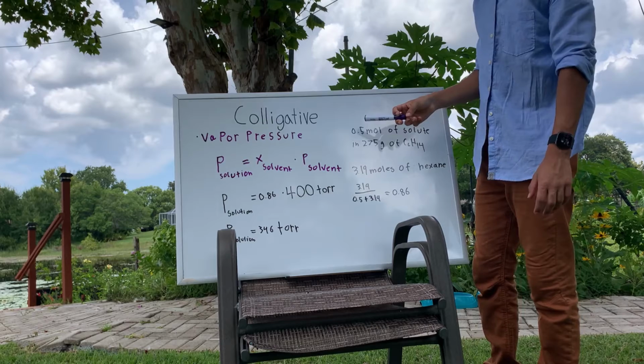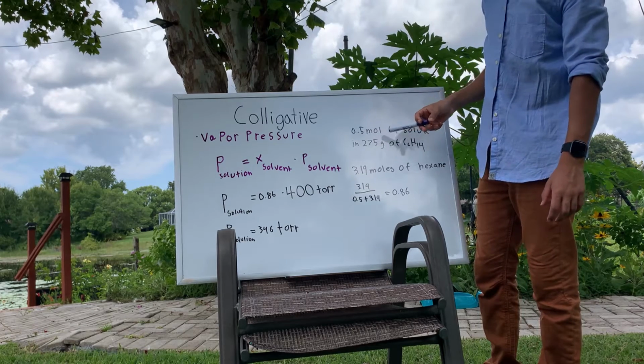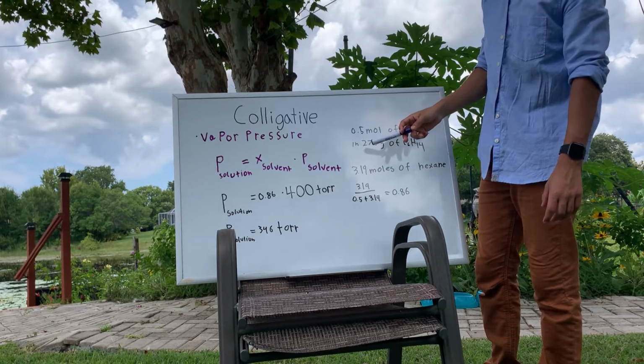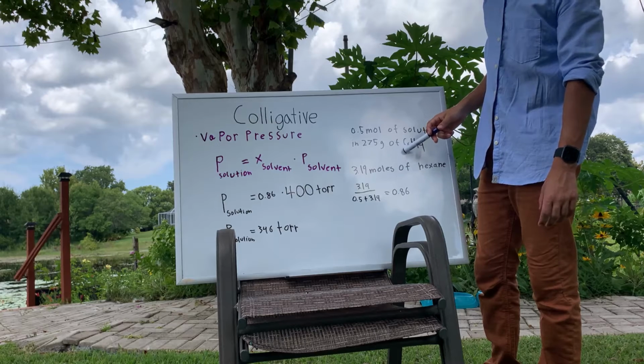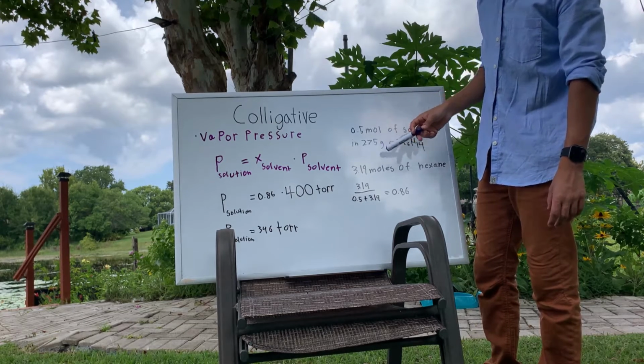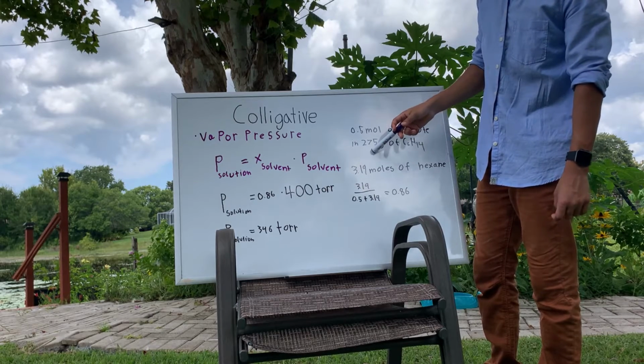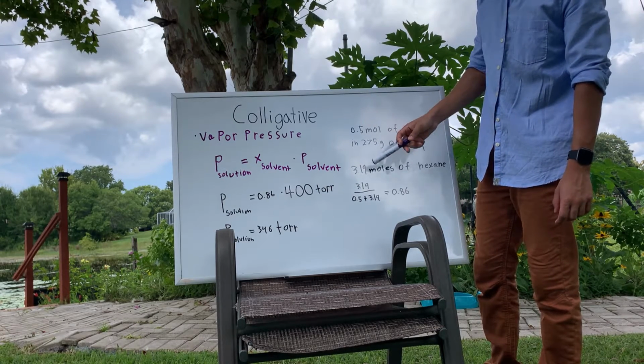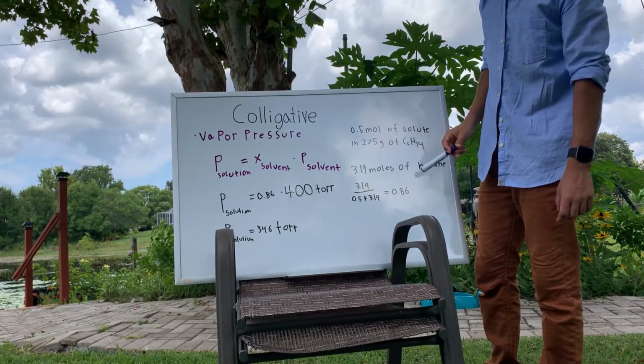The problem says you have 0.5 moles of solute that's dissolved in 275 grams of hexane, C6H14. So you can do the math. You can find the molar mass of hexane, and you can divide 275 grams by that, and you'll get 3.19 moles of hexane.